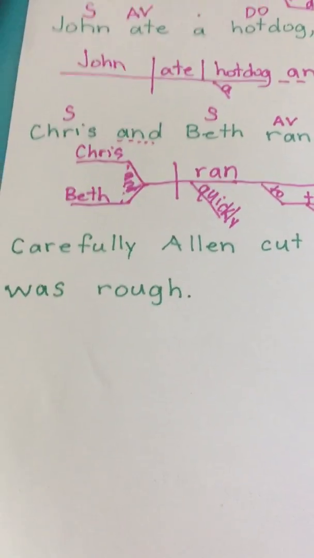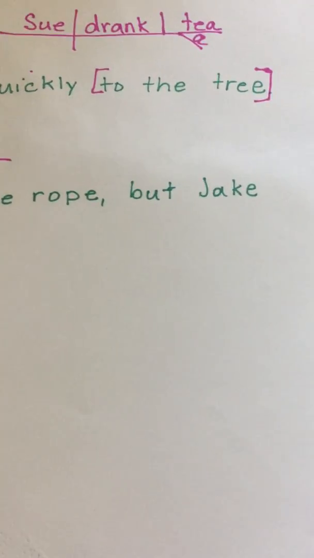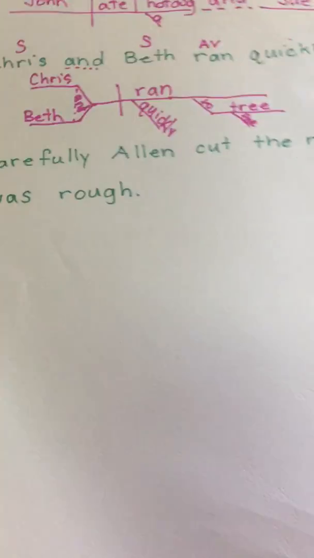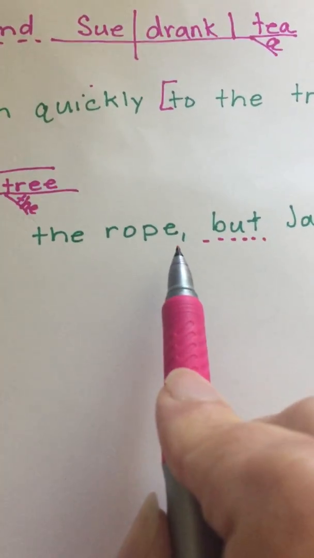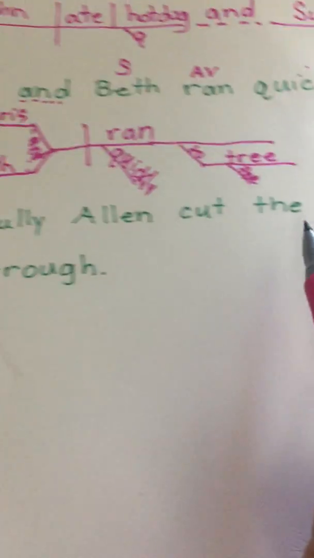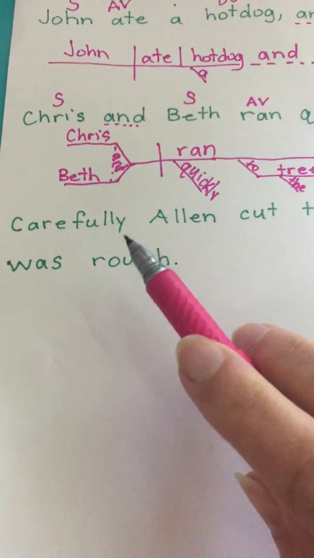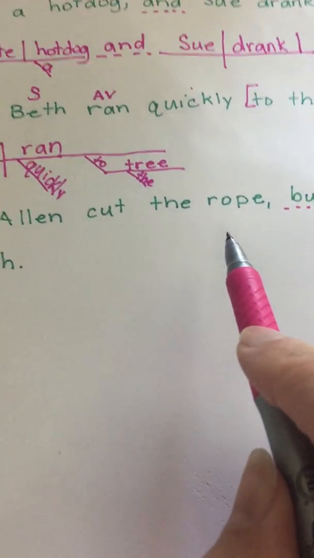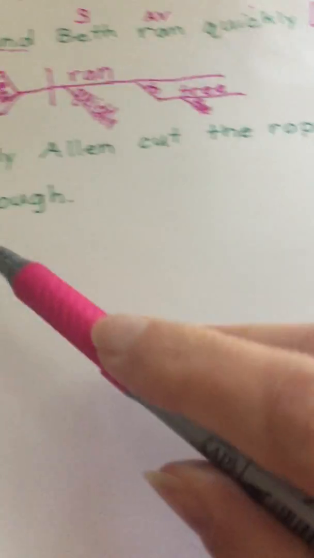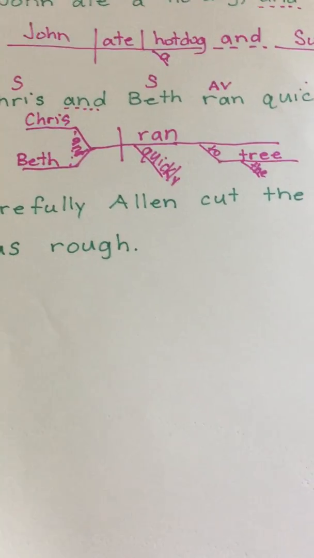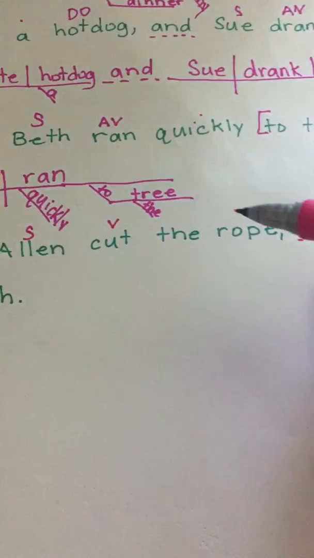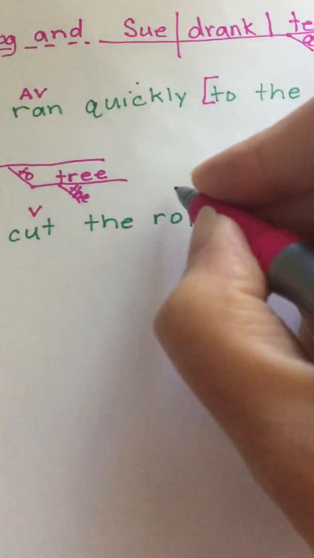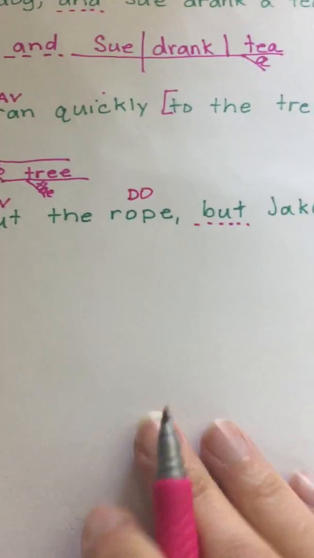Our last one. Carefully, Alan cut the rope, but Jake was rough. Immediately you should think, oh, there's a conjunction, and I see it has a comma next to it, so I want to check, is this an independent clause? Carefully, Alan cut the rope. Yep. Jake was rough. Exactly. So we've got another compound sentence here. I have a subject, Alan. Cut is an action verb. Cut what? Rope, direct object.